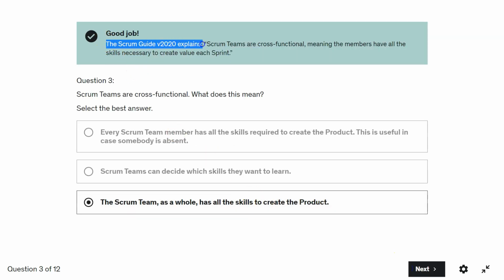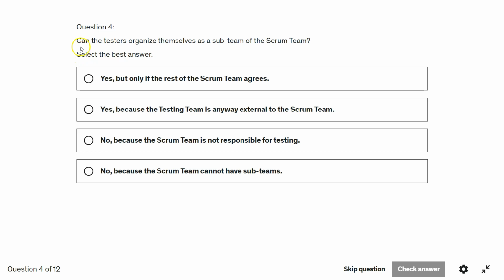The Scrum Guide 2020 explains Scrum teams are cross-functional, meaning the members have all the skills necessary to create value each sprint.